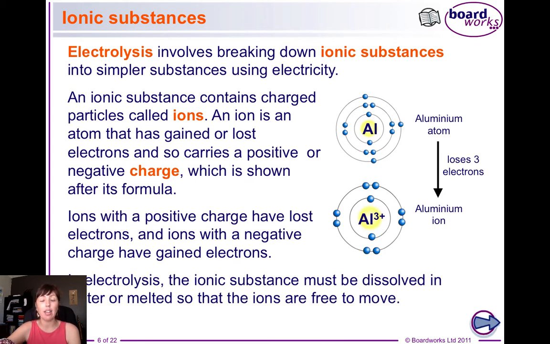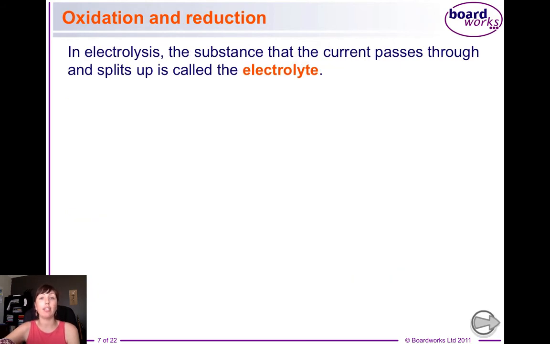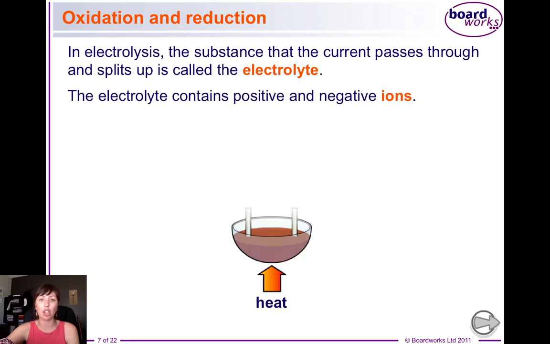So in electrolysis, the ionic substance has to be dissolved in water or melted so that ions are free to move. In electrolysis, the substance that the current passes through and splits up is called the electrolyte. This is very important because you are going to have to label electrolytic cells and show where that electrolyte is. Again, this is the substance that the current passes through. It completes the circuit in the cell. The electrolyte contains positive and negative ions.